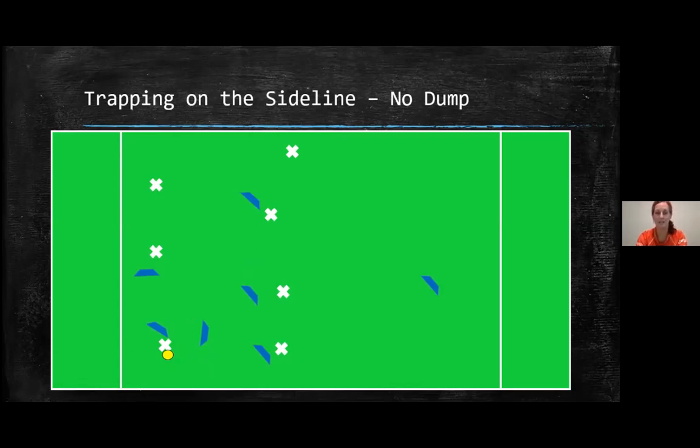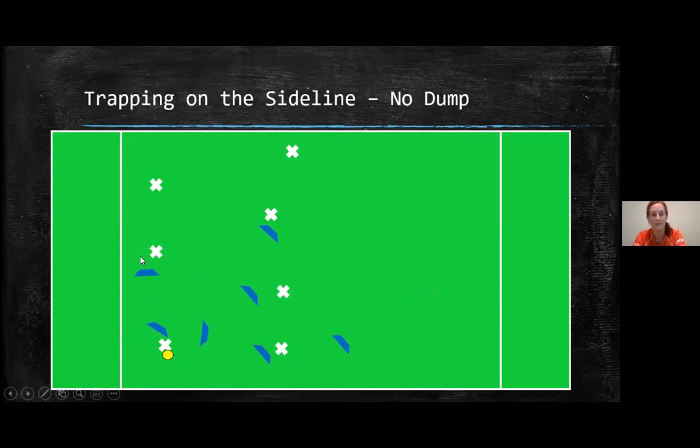And then again, our mids need to adjust off of that. So our mid-mid is going to pinch over a bit to cover this player. The left side mid can stay with this player, or they can come up here. It depends on what players are in that space. And then the deep is going to be playing a bit shallower as well.